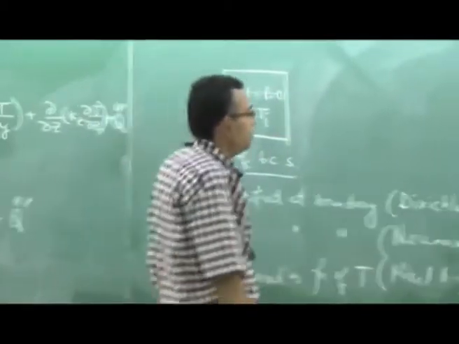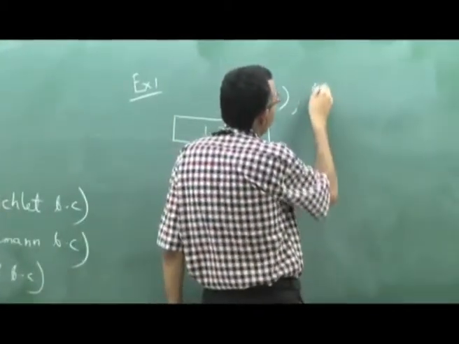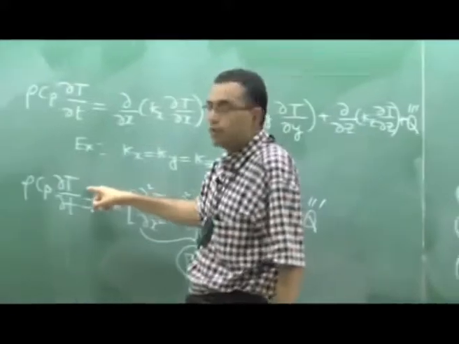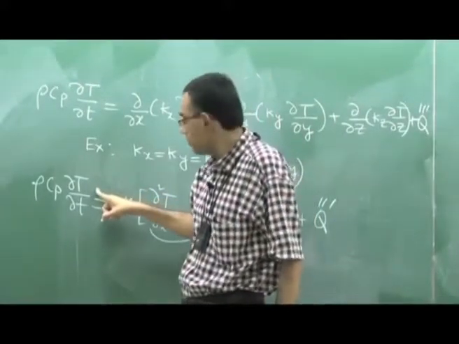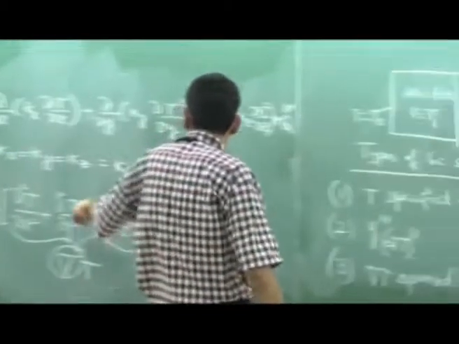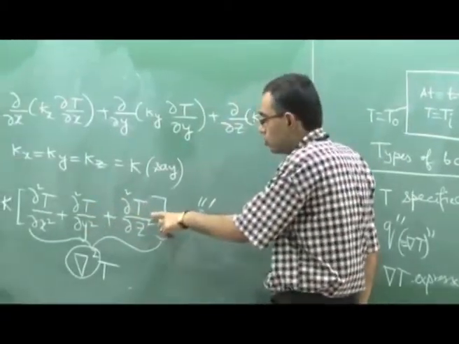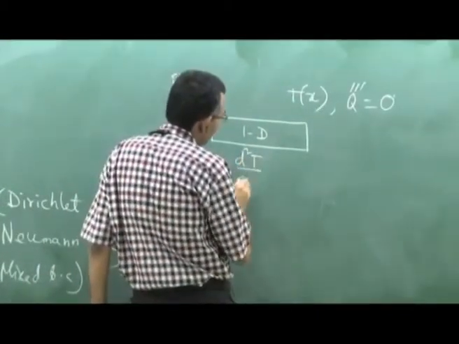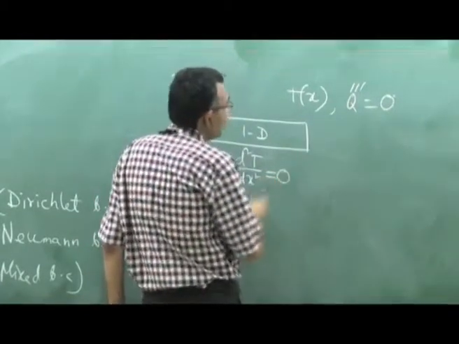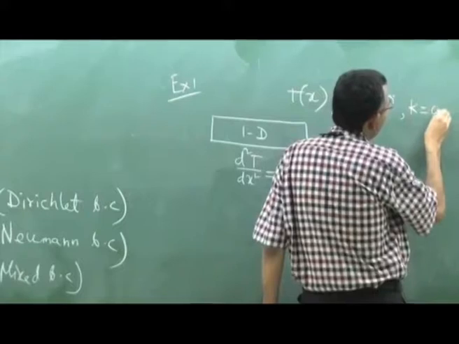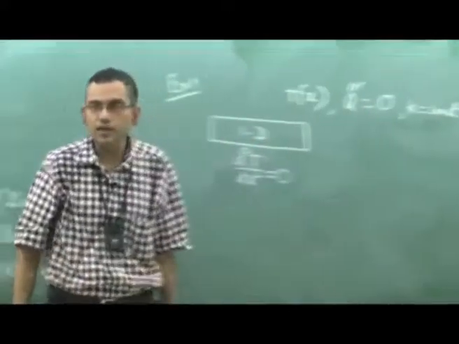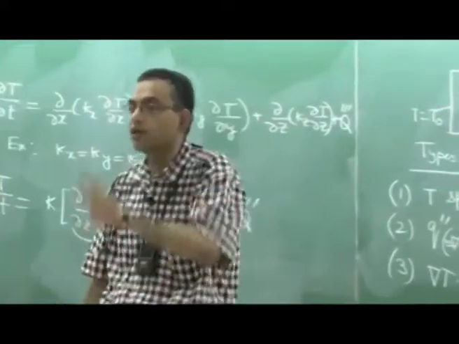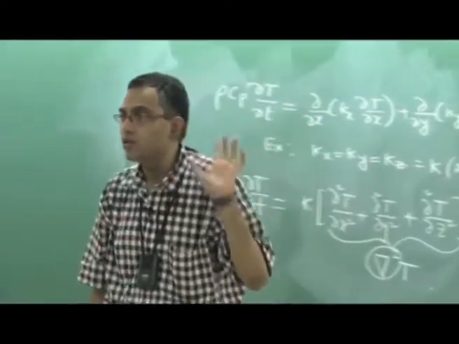So, if T is a function of x only and Q triple prime is equal to 0, there is no heat generation, then what is this equation? If T is a function of x only, this term is 0; T is not a function of time. So, you will get this term equal to 0, this term equal to 0 and this term equal to 0, and because T is a function of x only, you have d2T dx2 equal to 0. Not only this, the other consideration is k equal to constant, because if k is not a constant, it will not be d2T dx2 equal to 0, but d/dx of k dT/dx equal to 0. So, k being constant is also an assumption.